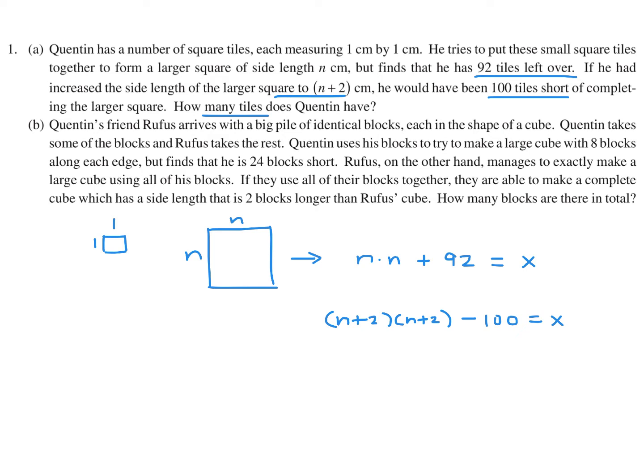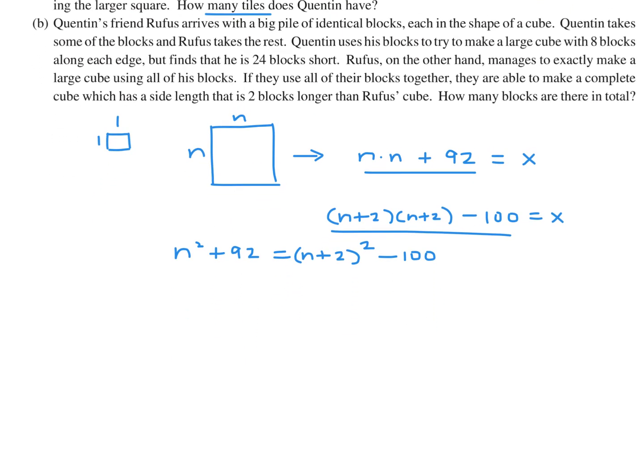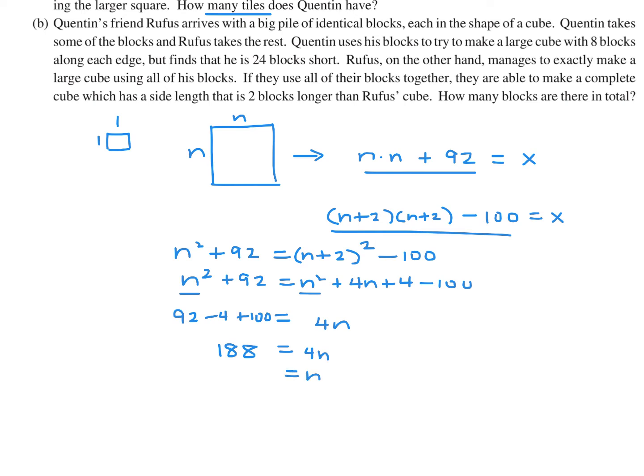So here we go. This is equal to x, that's equal to x, so we just set them equal to each other. So n squared plus 92 would be equal to n plus 2 squared minus 100. Okay, let's solve this. So n squared plus 92 is equal to n squared plus 4n plus 4 minus 100. The n squareds cancel, so that's good. And then 4n is going to be 92 minus 4 plus 100. So that looks like 188. And then that's 4n, so divide through by 4, and you will get 47.